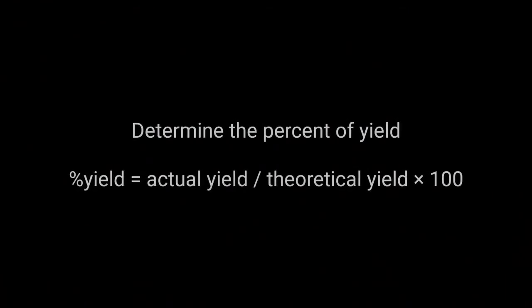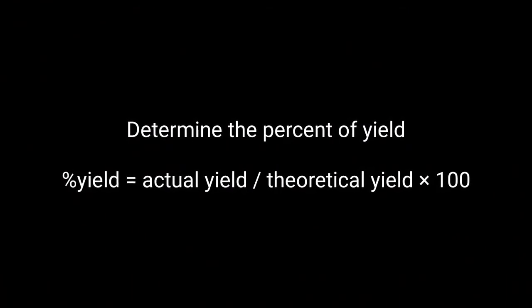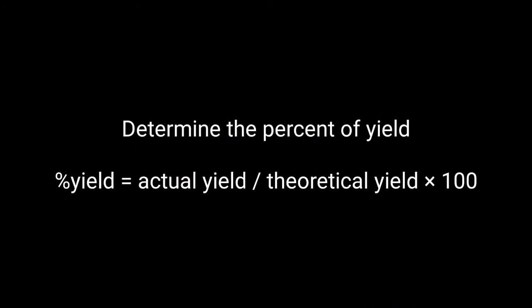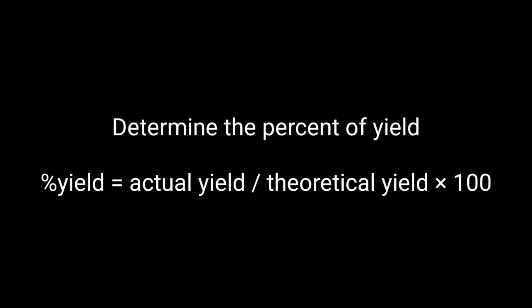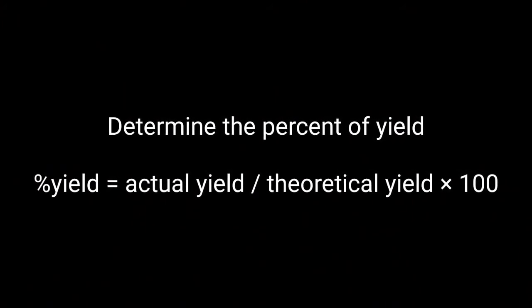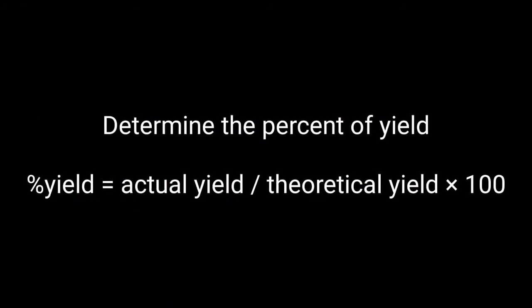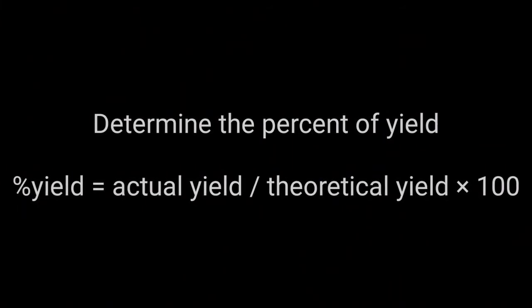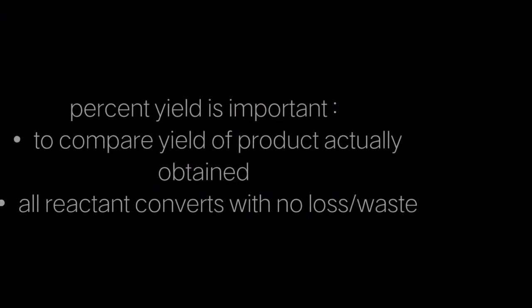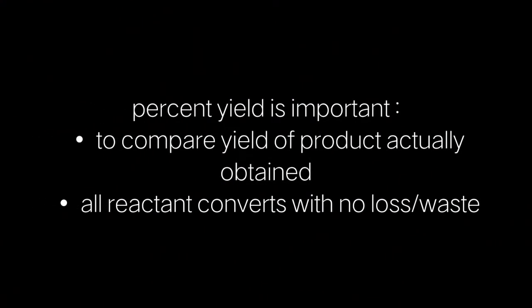Then we have to determine the percentage yield. What is the percentage yield? It is the percent ratio of actual yield to theoretical yield. The formula to find the percentage yield is actual yield divided by theoretical yield multiplied by 100%. Why is percent yield important? It is to compare the yield of product actually obtained with the case where all the reactants were converted with no loss and waste.